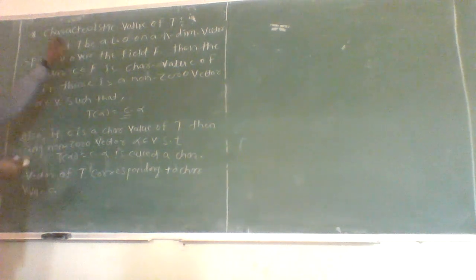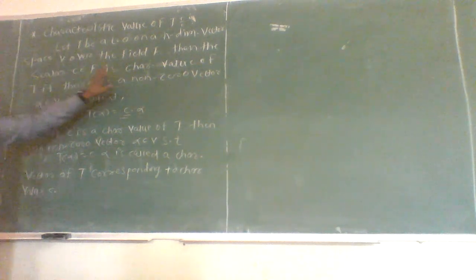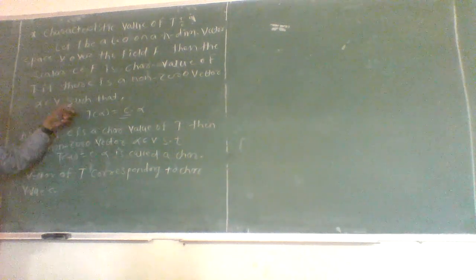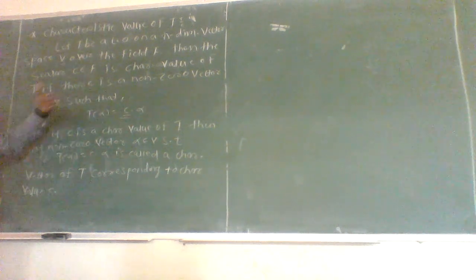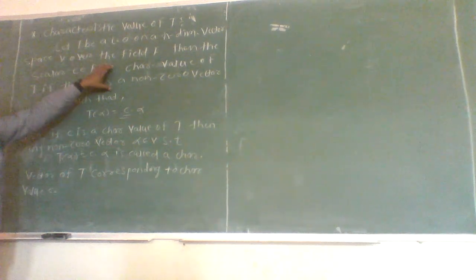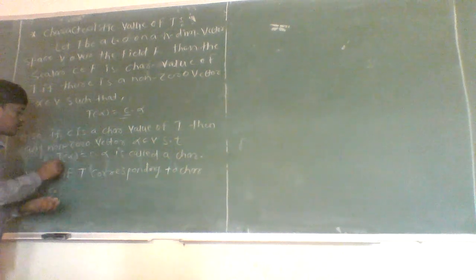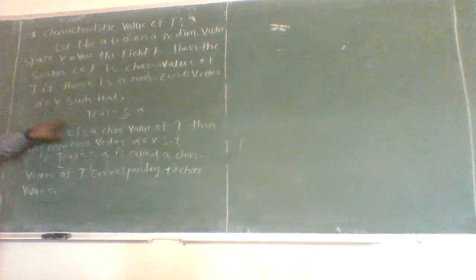If T is any linear operator on an n-dimensional vector space over the field F, then C belonging to field F is called a characteristic value of T if there is a non-zero vector alpha belonging to V such that T of alpha equal to C alpha. This is the definition of characteristic value. If C is the characteristic value of T, then any non-zero vector alpha belonging to V which satisfies T of alpha equal to C alpha is called the characteristic vector of linear operator T corresponding to characteristic value C.